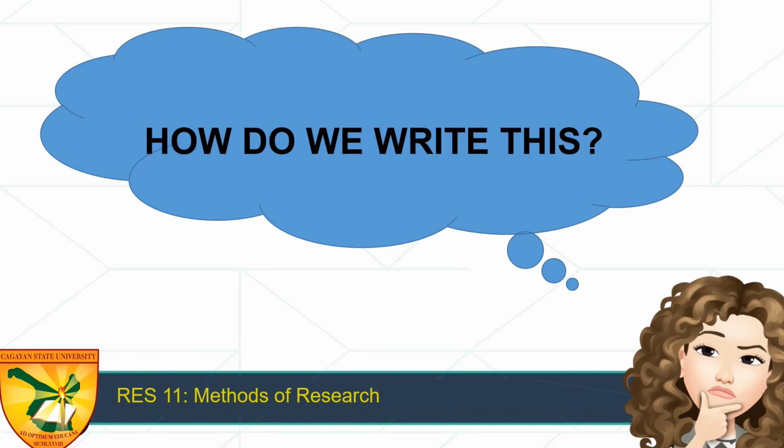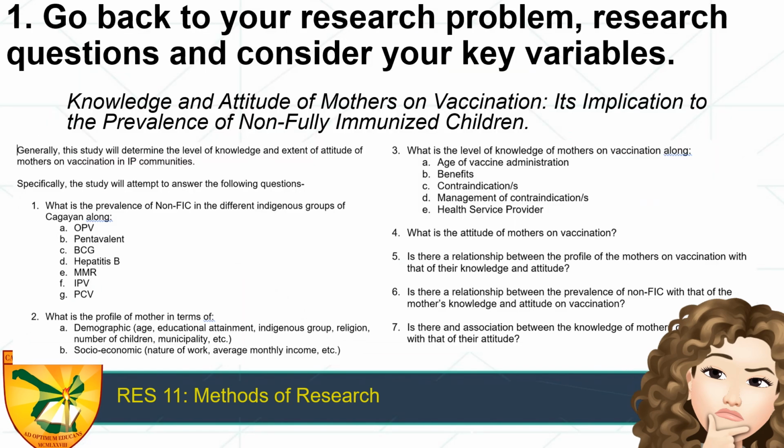Since it's either a conceptual framework or a theoretical framework, I'll be teaching you the steps on how to write both. For both frameworks, you need to go back to your research problem, your research questions, and consider your key variables. For the example that you see here, the proposal that Dean Julius and I have with DOH, knowledge and attitude of mothers on vaccination, its implication to the prevalence of non-fully immunized children. You can see here the variables: knowledge, attitude of mothers, and prevalence of non-fully immunized children.